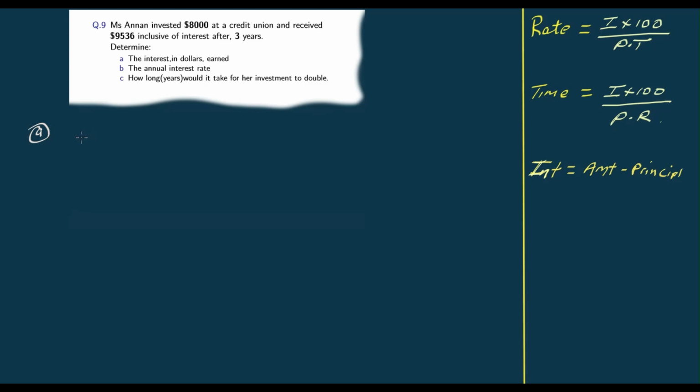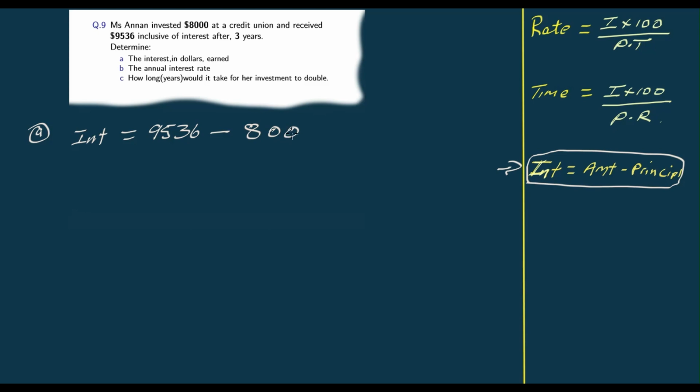So therefore the interest will be equal to the amount. So in this case here, to find out the interest, we need this equation here, interest equal the amount minus the principal. So the amount after 3 years was 9,536 minus the principal, which is the original sum invested, which will be $8,000. And therefore the interest in dollars is 1536.